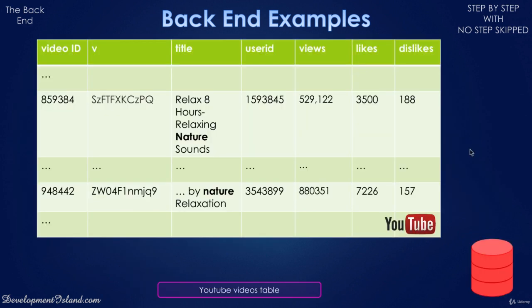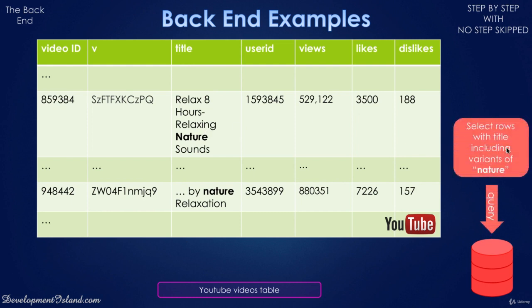So here's how it works. So that's our videos table inside the database. So we're looking at this column, title. So the query to run is selecting all the rows with a title including variants of nature. So once we find matches, the database is going to send those matches back to the app, and then the app is going to build the web page using those matches. And then the web page is going to be sent back to the front end. In the next video, we will check some other examples.